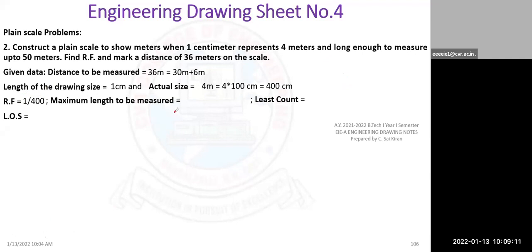And the maximum length to be measured is 50 meters. In order to find the LOS, you have to multiply RF into the maximum length. So that's the reason we will be multiplying RF into maximum length. This 50 meters you have to convert into centimeters, because on the drawing sheet we can't draw 50 meters. So we take the unit as centimeter. The maximum length to measure is 50 into 100 centimeters, and the least count comes as 1 meter.